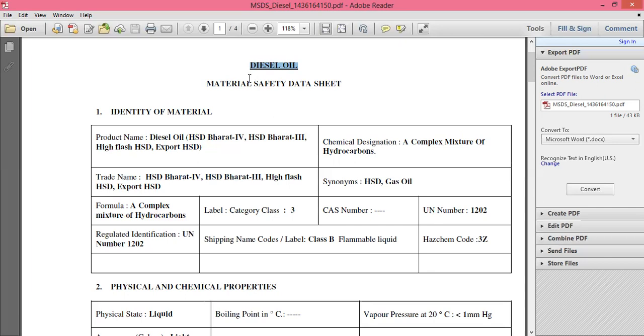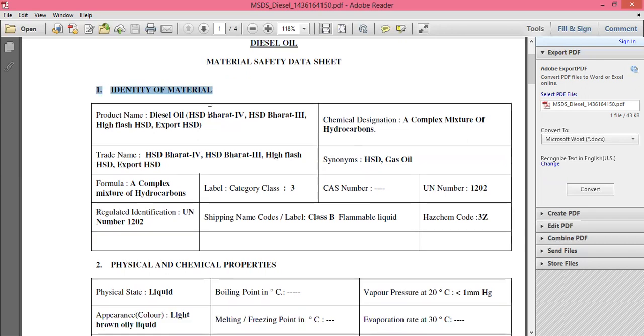This is just used for reference for your particular ship. When you're loading a particular cargo, you will get an MSDS and you should know how to refer to this MSDS. First is given the identity of the material, that is, what this particular cargo is that you're loading. So the product name is given. For example, this particular cargo is diesel oil or high sulfur diesel, also as per Bharat 4 standards, high sulfur diesel as per Bharat 3 standards, high flash high sulfur diesel, or export high sulfur diesel. These are the various names of this particular cargo.